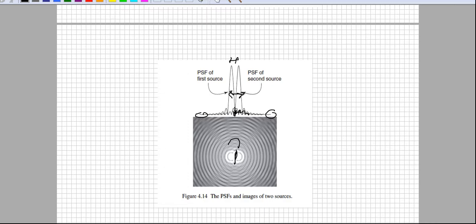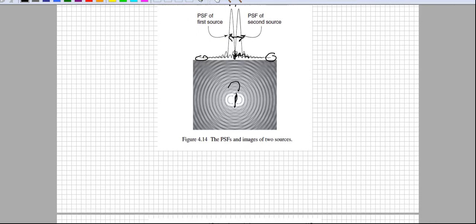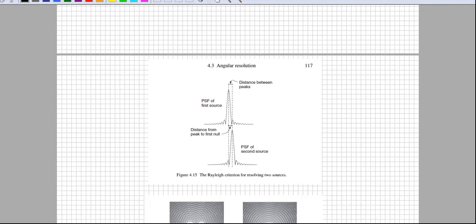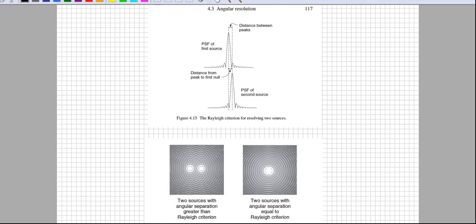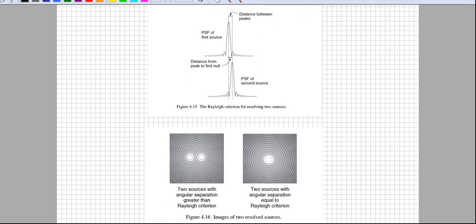In astronomy, we don't quite insist on the sources being that far apart in angle. We tend to use something called the Rayleigh criterion. The Rayleigh criterion says this: if two light sources are separated in angle by enough such that the peak of one and the peak of the other are not so close that either peak falls within the first null of the other, that is, if this second peak is outside the first null of this first peak, then they are said to be resolved according to the Rayleigh criterion.